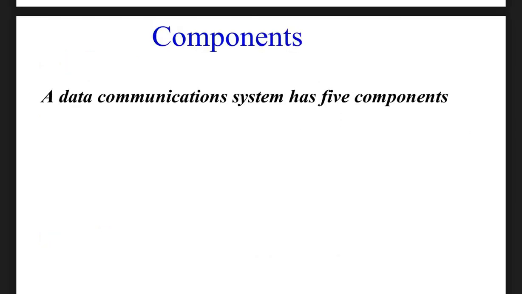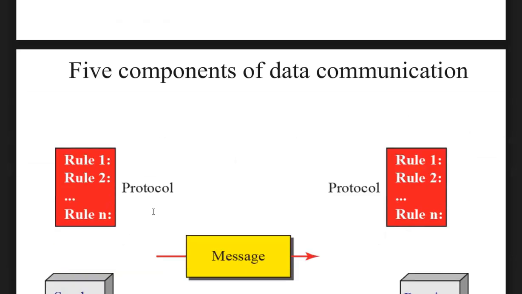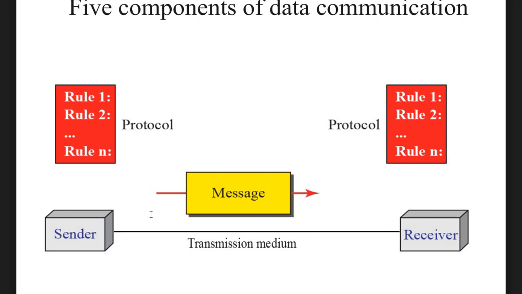So the next concept is about the components. The data communication system has 4 characteristics, but 5 components. The 5 components of data communication are sender, receiver, message, protocol, and transmission medium. So how can you remember this? Let me tell you. I want to send a message. The sender is going to send a message to the receiver via the transmission medium using some protocol. Just remember it like this. It is as simple as that.